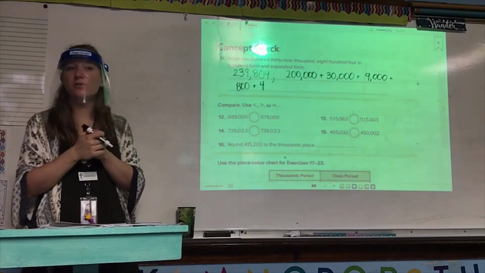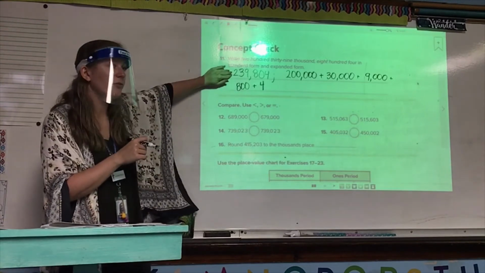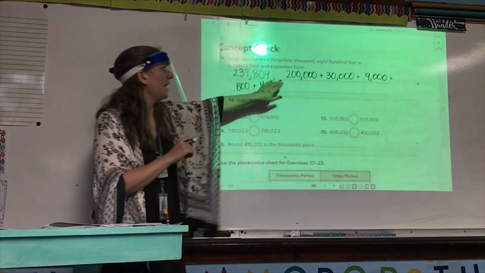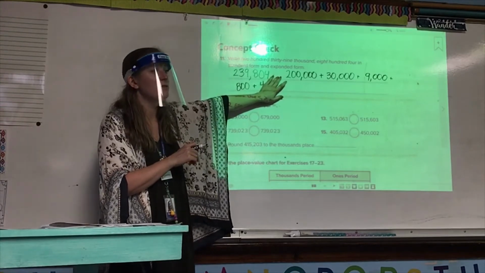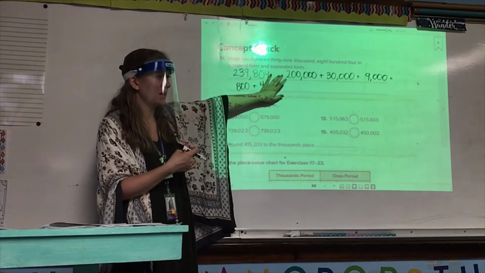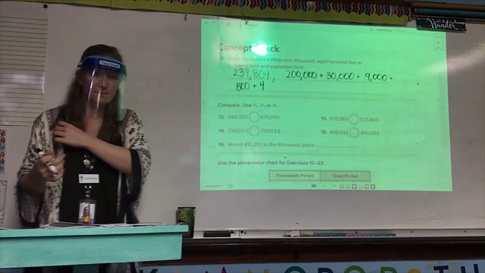So you needed both of those answers. You needed standard form using digits, and you needed expanded form using values. If you do not have both of those, well, you do not have full credit. Make sure you have both with red pen.